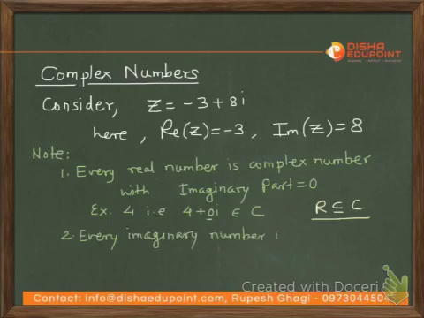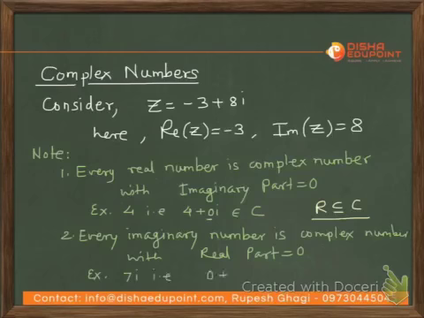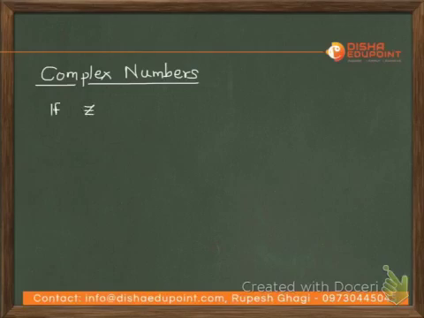Also, every imaginary number is a complex number with real part equal to 0. When the real part is equal to 0, the complex number is called a purely imaginary number. Example 7i, that is 0 plus 7i. Obviously, it is a complex number.